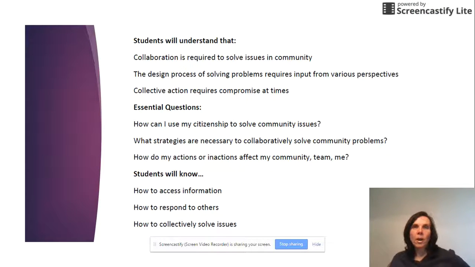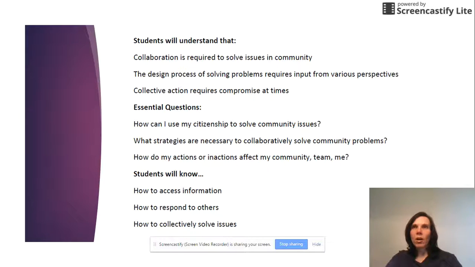Then, of course, when we break it down into backwards design and planning, we come up with some specifics. Essentially, students will know by the time they're done this how to access information, how to respond to others, and how to collectively solve issues that happen in their community. And then there are 3 essential questions that they can ask. You can read from the screen how important they are.